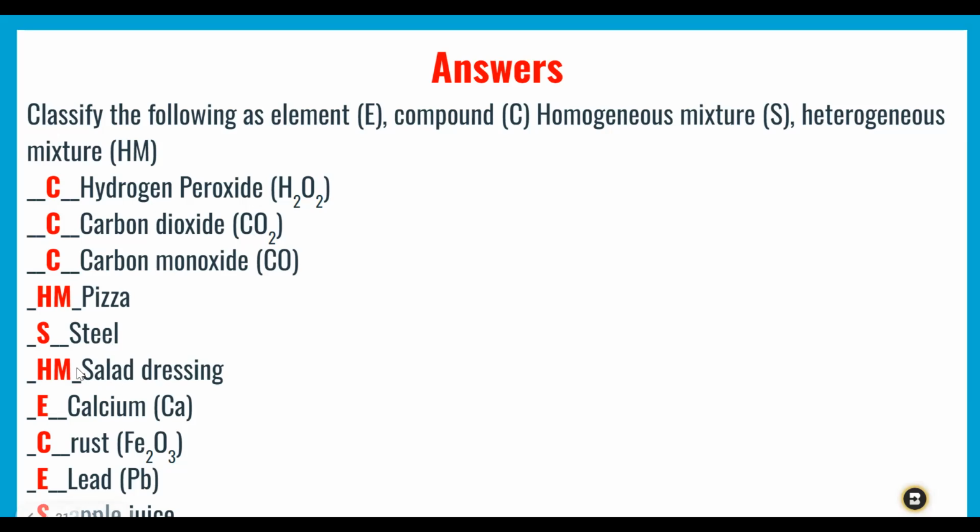Then salad dressing is heterogeneous. You can see everything there. Calcium is an element. Rust, this is two different elements that are chemically combined. That's why it's a compound. Lead is an element. Apple juice is a homogeneous mixture. Okay.